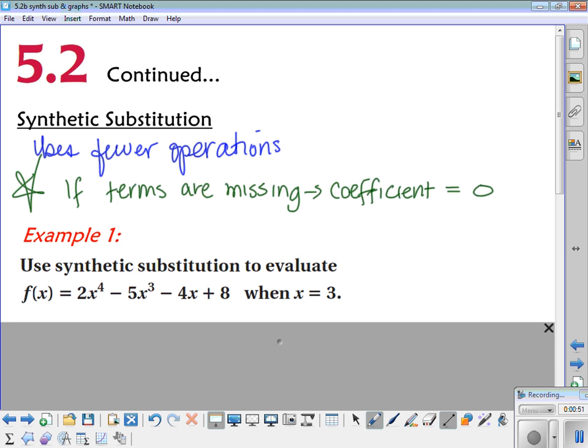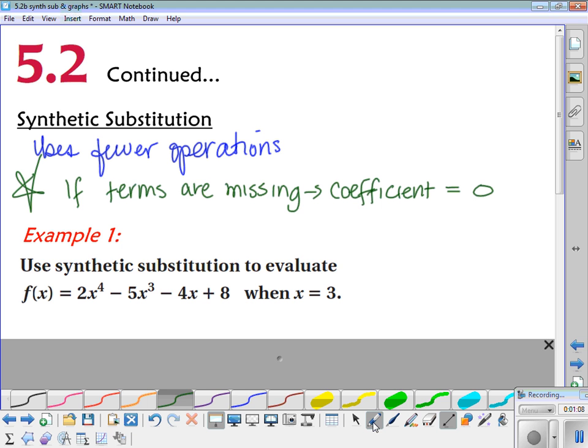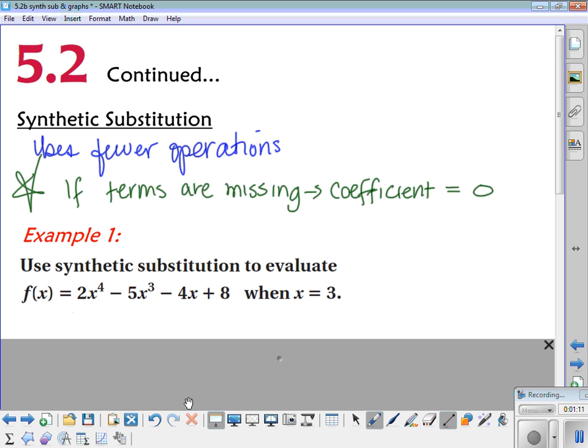So for instance, if I look at this first example, I've got 2x to the fourth minus 5x cubed minus 4x plus 8. So I've got an x to the fourth and x cubed, but I don't have what? What's missing? My x squared, right? So what you want to do is think of it as what it really is: 2x to the fourth minus 5x cubed plus 0 times x squared minus 4x plus 8. Okay, so do you understand now what I mean by putting in a 0 for the coefficient for the missing terms? Does that make sense?